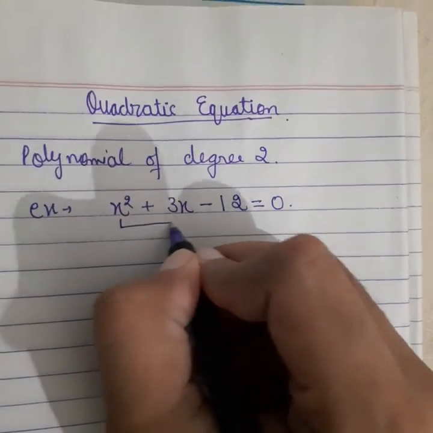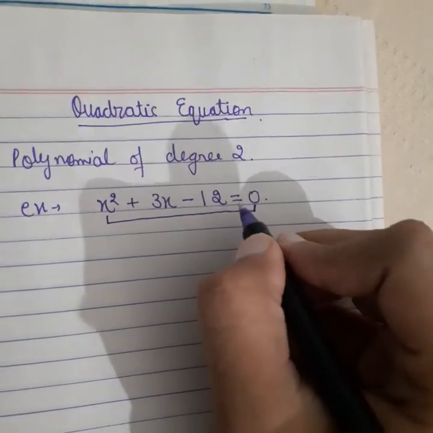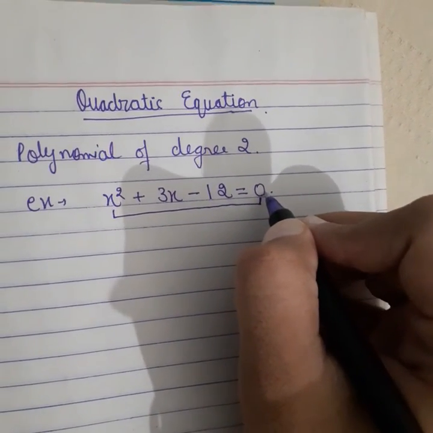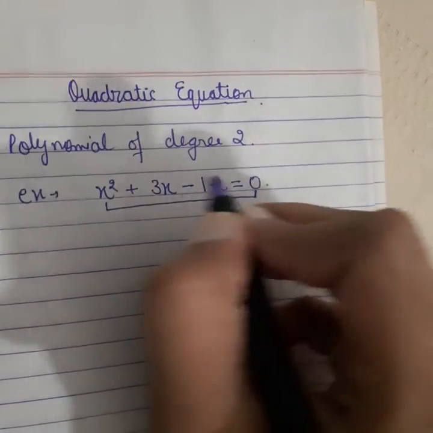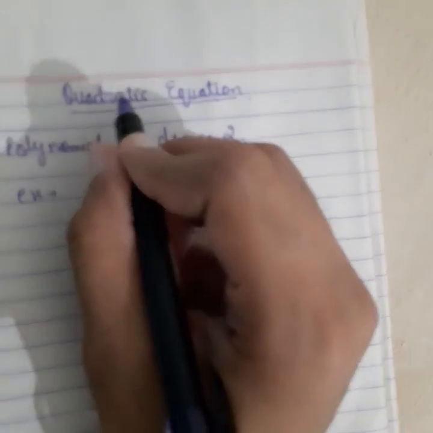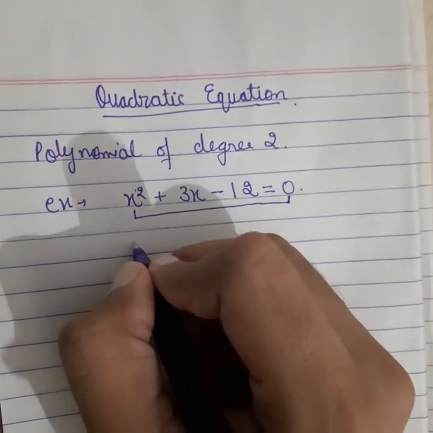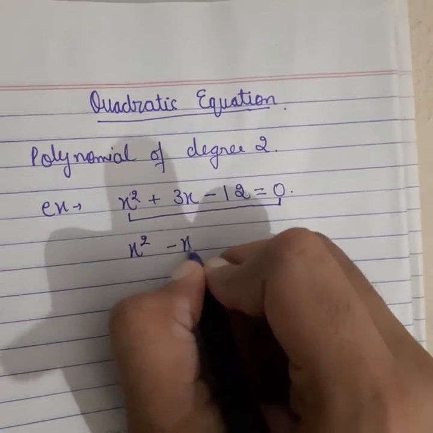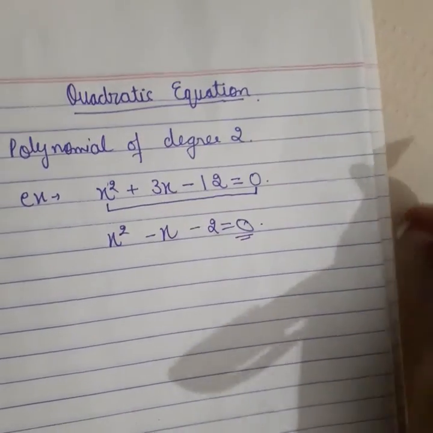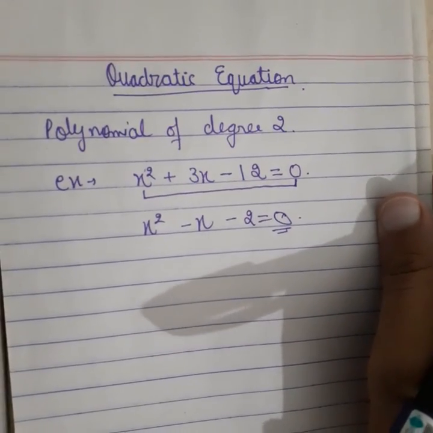Since it is a polynomial, it is an equation. The polynomial becomes an equation when the polynomial is equated with something. Here it is equated with 0, so it is an equation, and this equation has the degree 2, so it becomes the quadratic equation. Quadratic means 2. There are many examples of quadratic equation. You can take x square minus x minus 2 is equal to 0. It is also a quadratic equation. Okay, so this is the basic introduction about the quadratic equation.